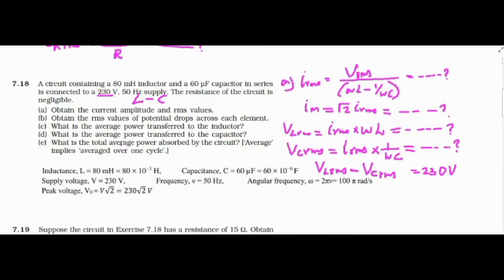Now, part C. What is the average power transferred to the inductor? Inductor does not dissipate any power, so it is 0. Same for the capacitor. And this is a circuit comprising L and C only. So total average power is also 0.